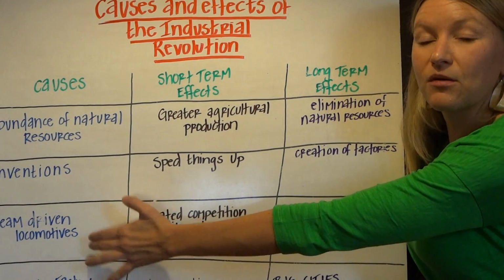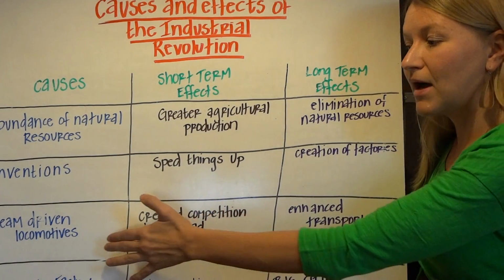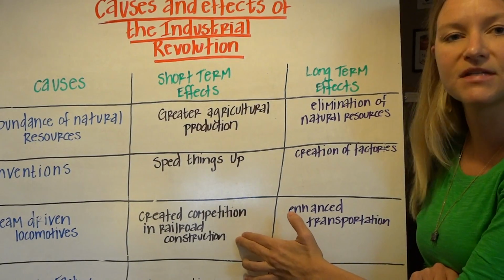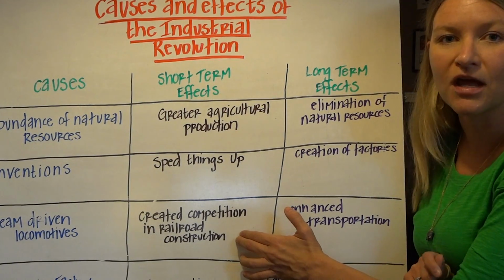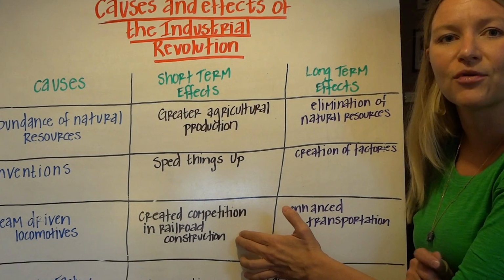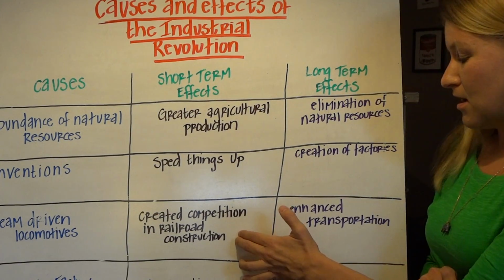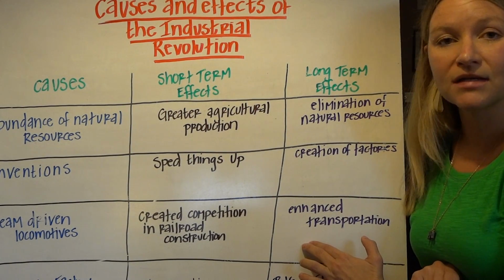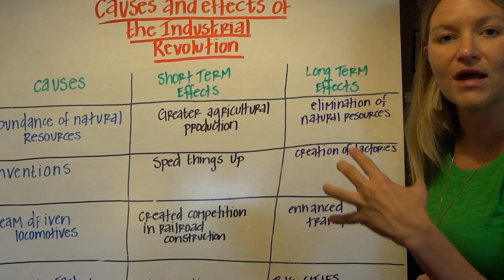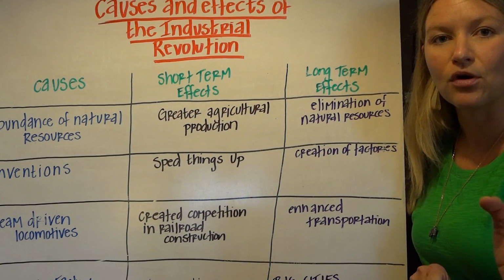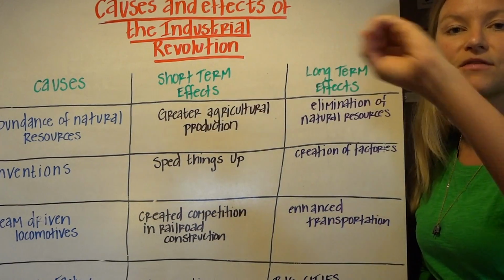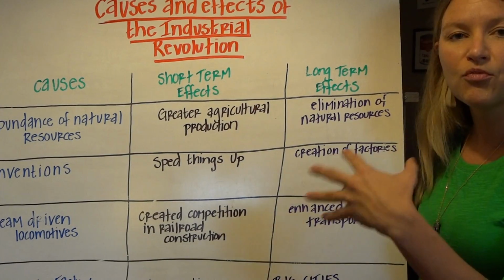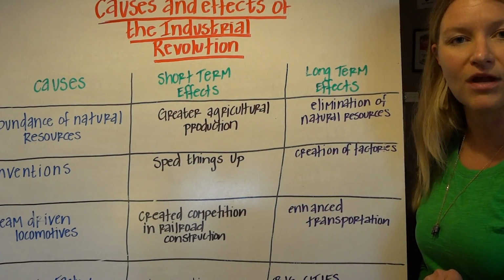Steam-driven locomotives were something that we really didn't talk about very much, but it's an important piece of the Industrial Revolution. It created competition in the railroad construction. We talked about the Chinese immigrants and how they were needed in the transcontinental process. Okay, that led to some enhanced transportation. So that transcontinental railroad going from the East Coast to the West Coast is going to be the first example of Americans moving from one end of the nation to the other end of the nation. And it is going to encourage this spirit of moving westward and traveling and seeing what our nation has to offer.